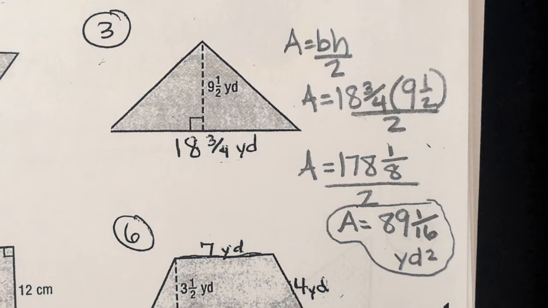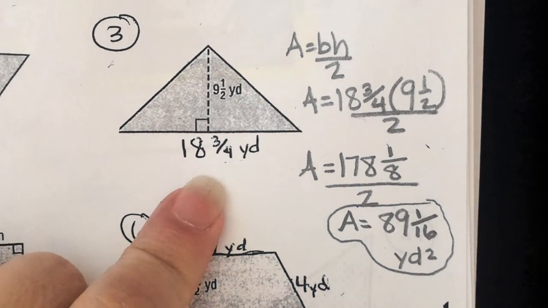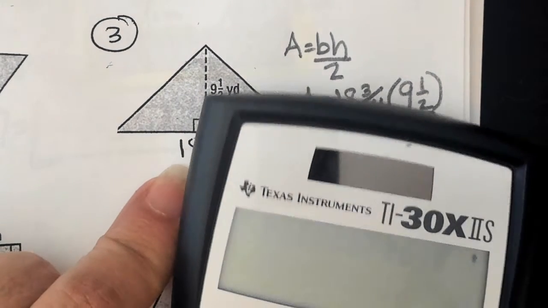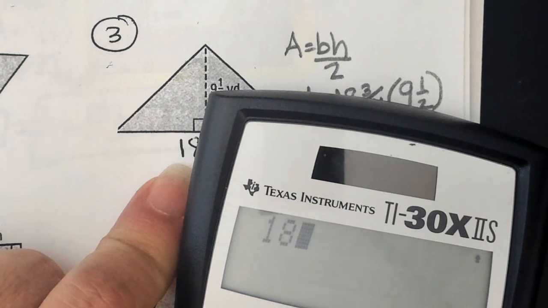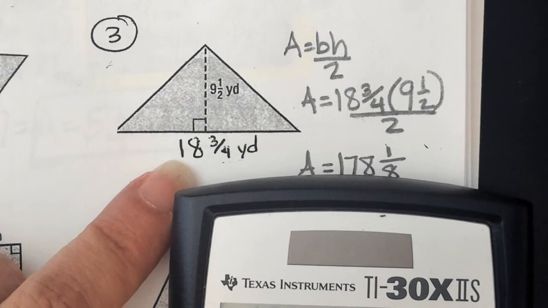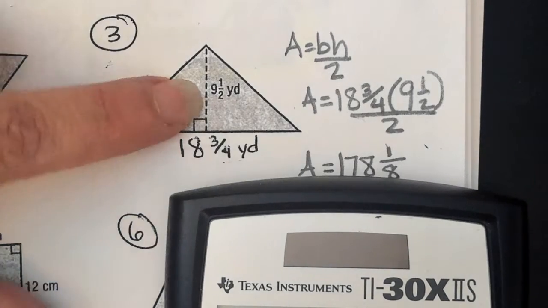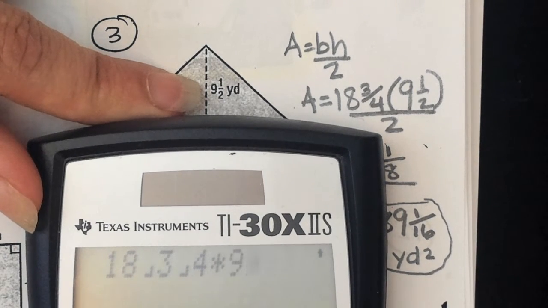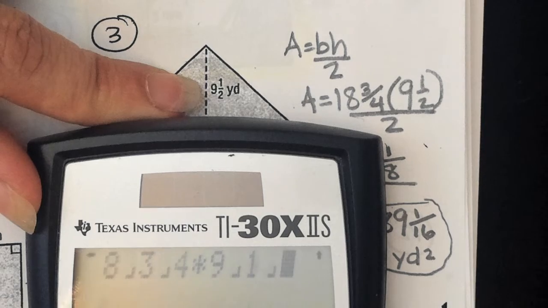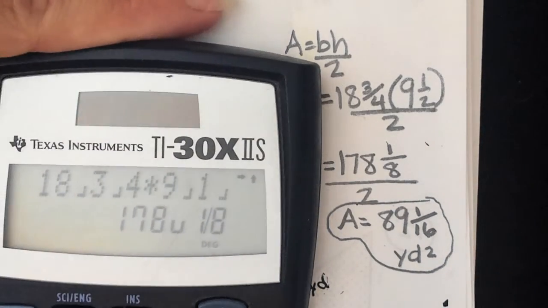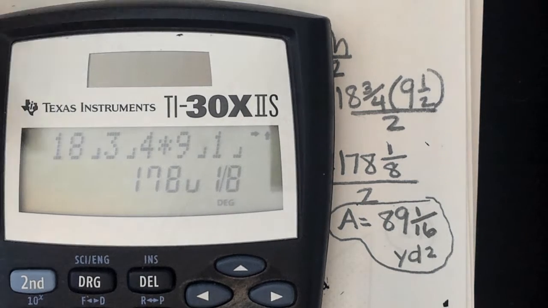Yes? I got 81.600. Okay, let's go back. Listen, 18 3/4. So 18, ABC 3, ABC 4, times 9 1/2, times 9, ABC 1, ABC 2. So just for the top, that's how I got the top of it.